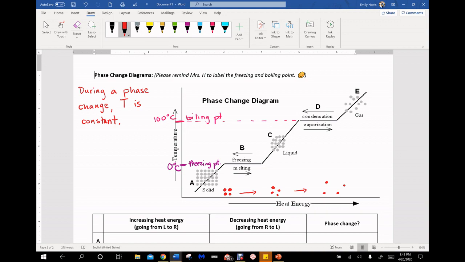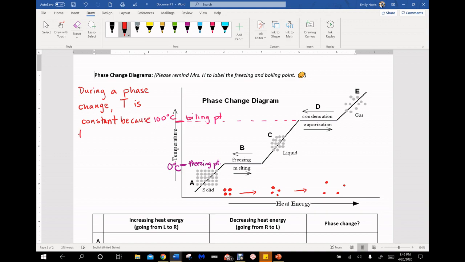Now, in between the phase changes, since they're not focused on pulling the molecules apart, that extra heat energy can go into making the molecules move faster. Since they're moving faster, they have a higher kinetic energy, and therefore their temperature is going to raise. So here's how we're going to summarize that right quick. During a phase change, the temperature is constant. And let's just add in the word because.